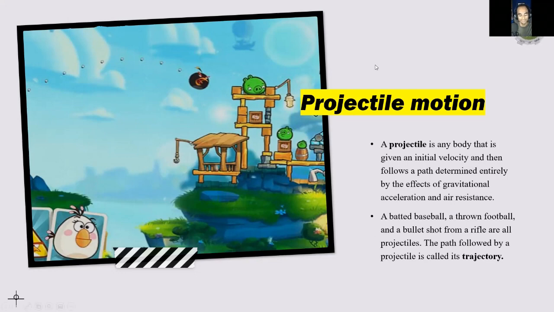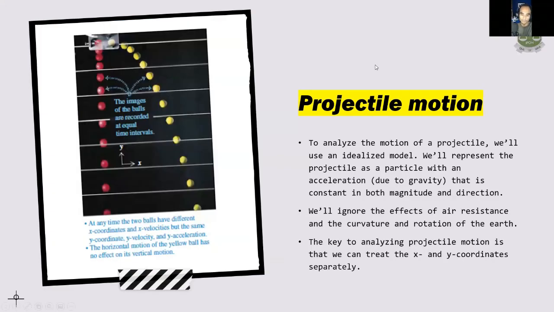To analyze the motion of the projectile, we use an idealized model. We present the projectile as a particle with an acceleration due to gravity that is constant in both magnitude and direction, and we ignore the effects of air resistance and the curvature and rotation of the earth. So we only take into account the gravity that is up and down, and we just ignore the air resistance.